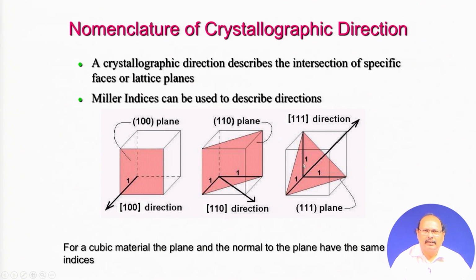Then you have a direction like this, where at this point the coordinate is 1 1 1. So, that is why the direction is called 1 1 1. And if you have this plane here which intersects all 3 directions, inclined to all 3 directions but with equal intercepts along the a 1, a 2 and a 3 axes, in that situation also, in the isometric crystal system, the 1 1 1 direction will be perpendicular to the 1 1 1 plane.